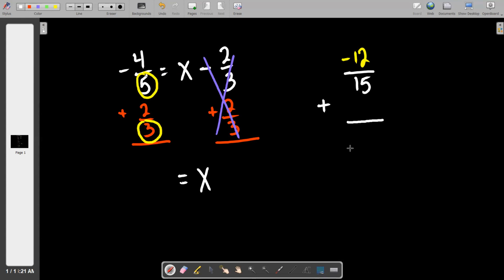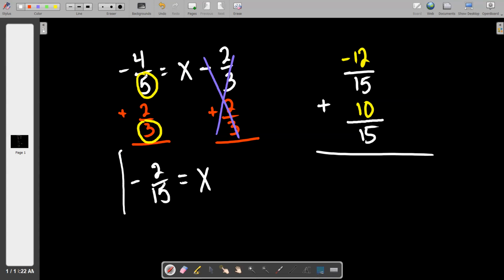You reset. Go to the bottom fraction. What would we have had to multiply the 3 by to make him 15? 5. Turning the top 2 into a 10. Leaving the bottom as another 15. At this point, those two fractions are compatible. What is negative 12 plus 10? Done. That should be enough information to get you through.